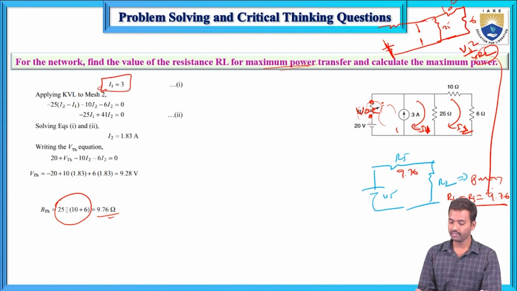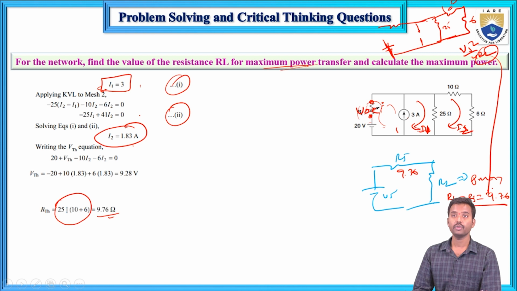Now if you apply KVL in this loop: minus 25 into (I2 minus I1) minus 10 I2 minus 6 I2 equals 0. So minus 25 I1 plus 41 I2 equals 0 in this loop. If you solve these two equations 1 and 2, you will get I2 equals 1.83.